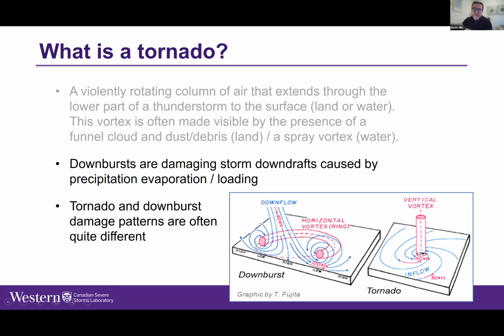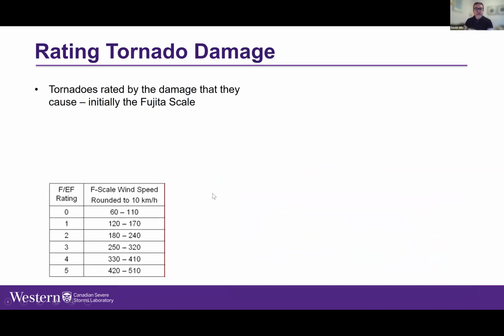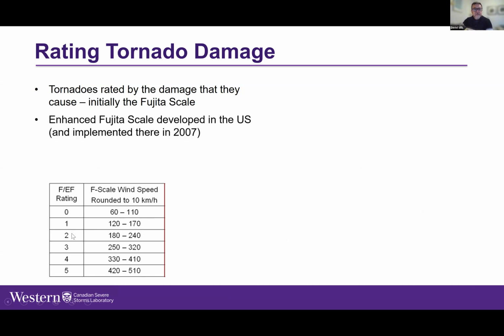But clearly, if this is happening over a forest, you're going to get very different tree fall patterns from one compared to the other. And we certainly use that when we're assessing whether damage is tornadic or due to a downburst. And then rating tornado damage, when we started rating damage in the US and Canada, it was the Fujita scale that was implemented. And this is the scale, the speed scale that was implemented in Canada, going from 0 to 5, and going from 60 kilometers an hour all the way to 510 kilometers an hour.